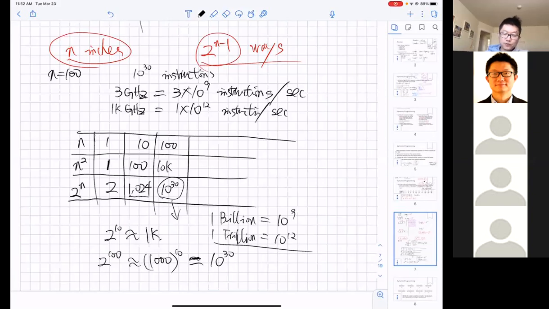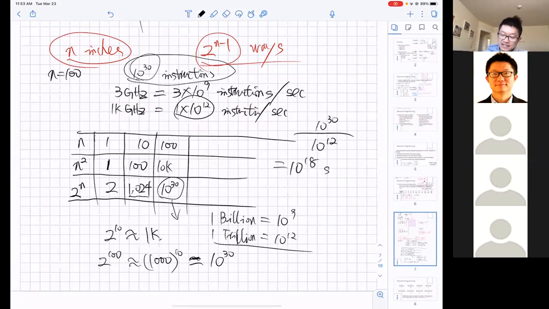So to solve the problem of size 100, we need this amount of instructions. And if you are given the most powerful computer in this world, its speed is like this. So we can calculate the total amount of time needed to solve the problem. We just need to use 10 to the power of 30 divided by 10 to the power of 12. So in total, we need 10 to the power of 18 seconds.